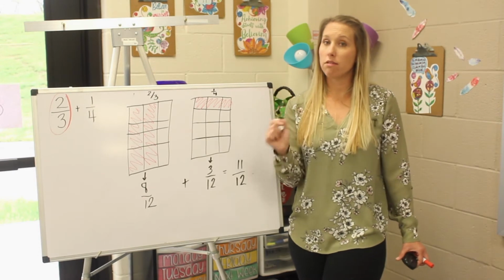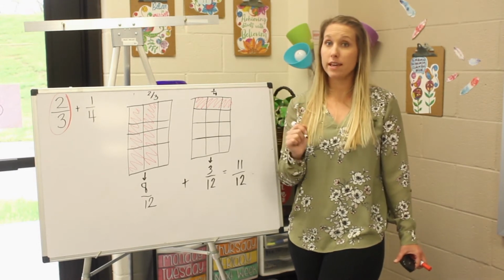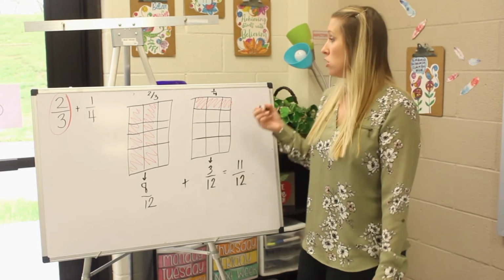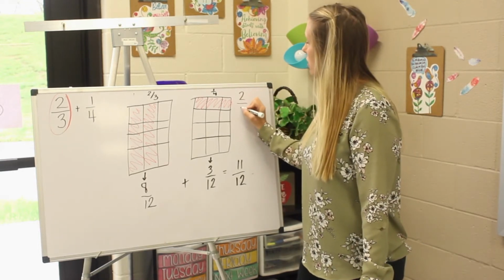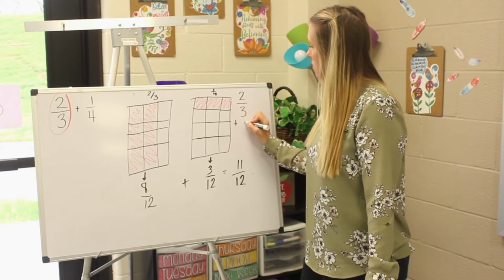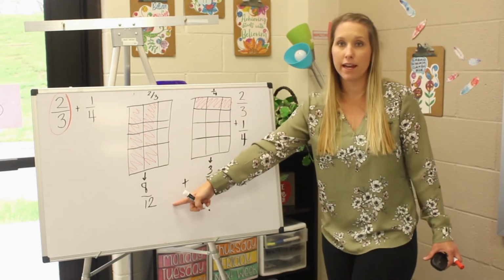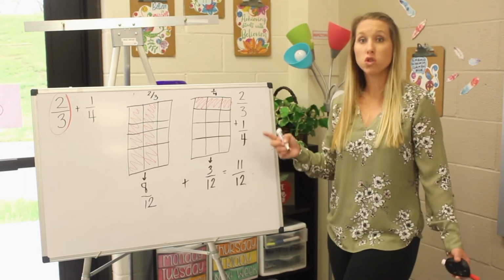We also, in our last video, said we can find equivalent fractions by using multiplication. So I can write 2/3 plus 1/4. We already know from our model that they can be made into what? 12ths.